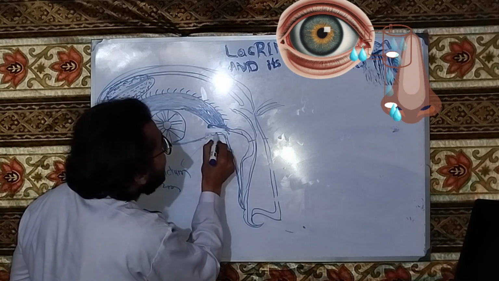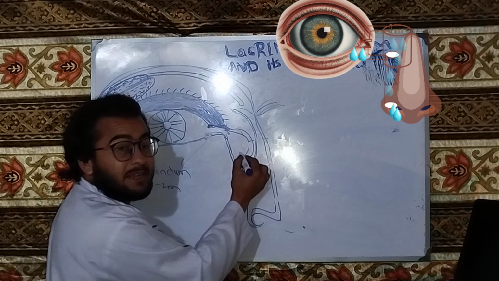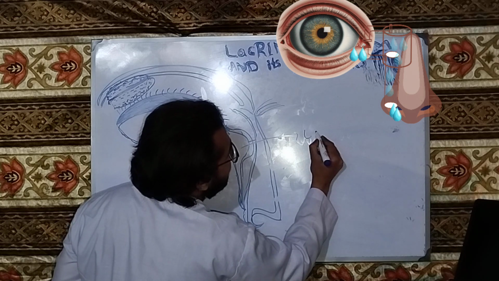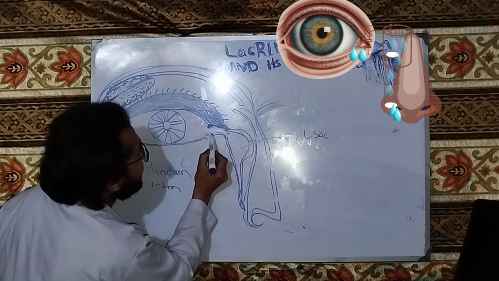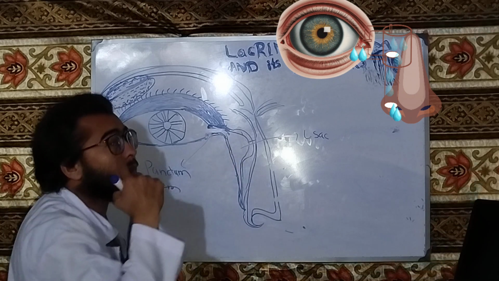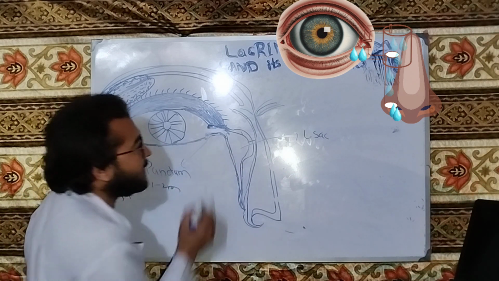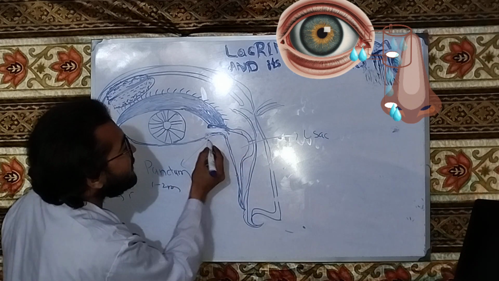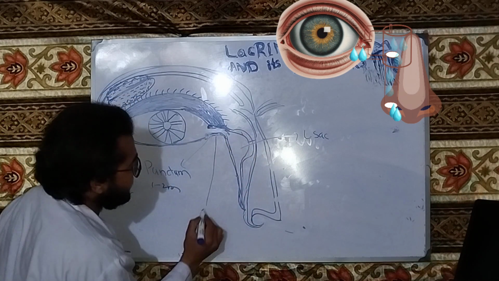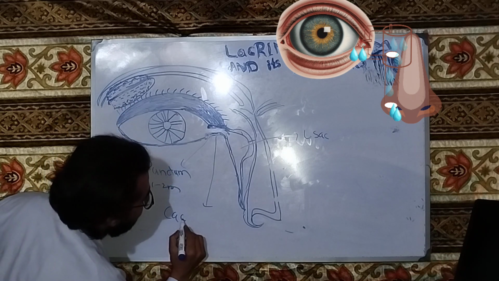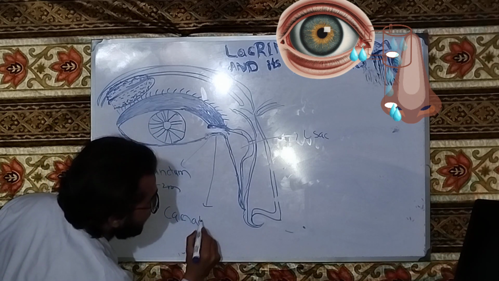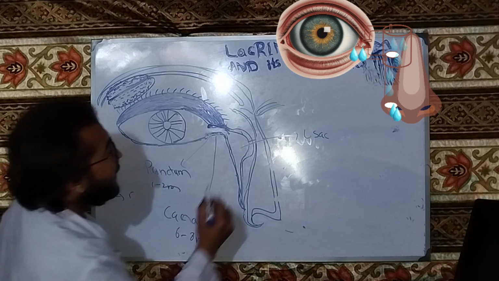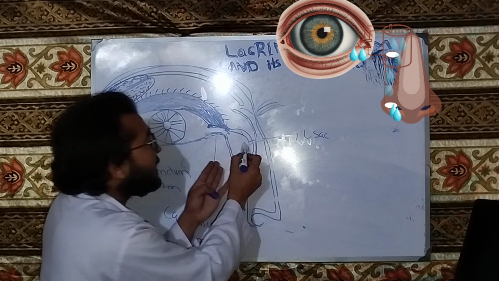The punctum is connected to the lacrimal sac. This is the lacrimal sac. The lacrimal sac is connected by the canaliculus. This is the inferior canaliculus, and this is the superior canaliculus, which connect the punctum to the lacrimal sac. The canaliculus is about 6 to 8 millimeters. Now the canaliculus comes to the lacrimal sac.